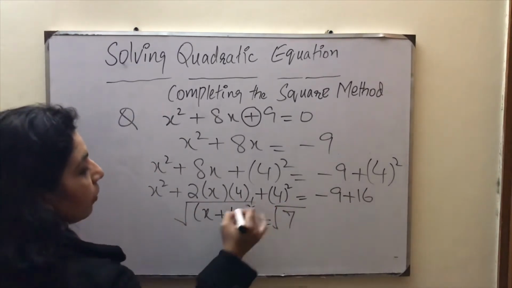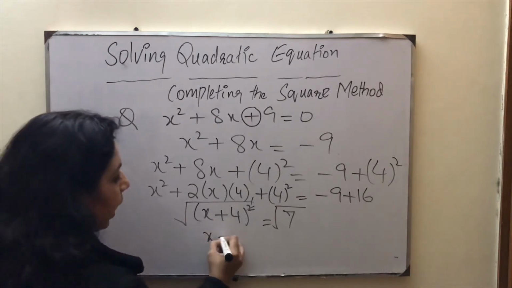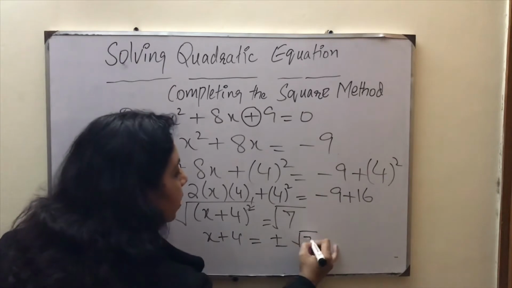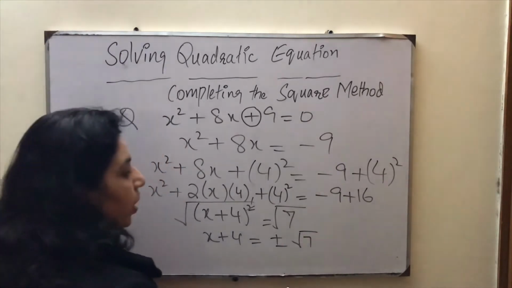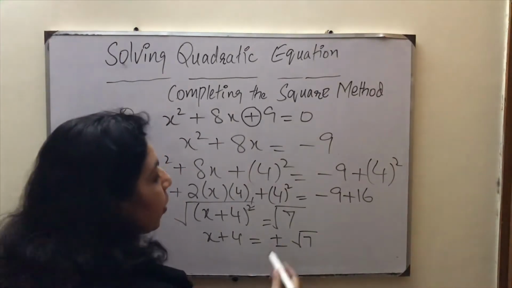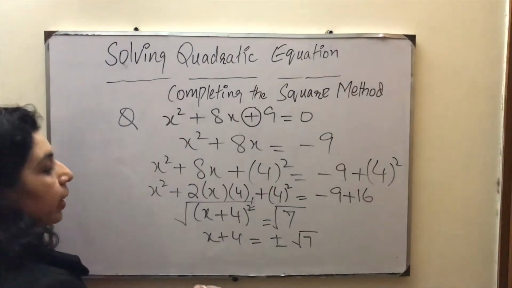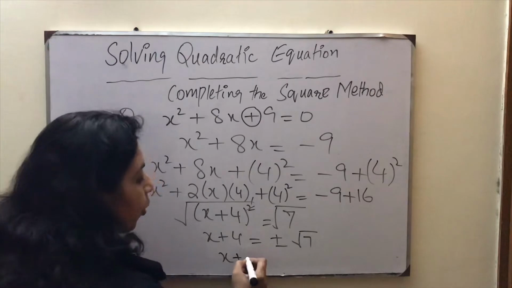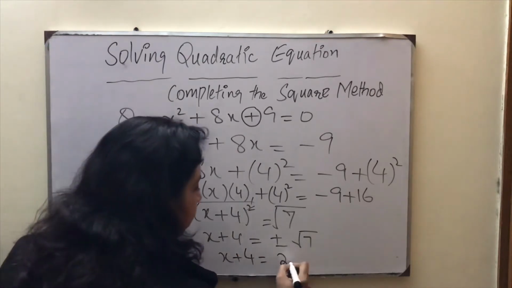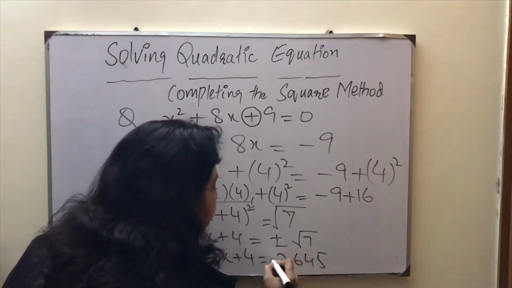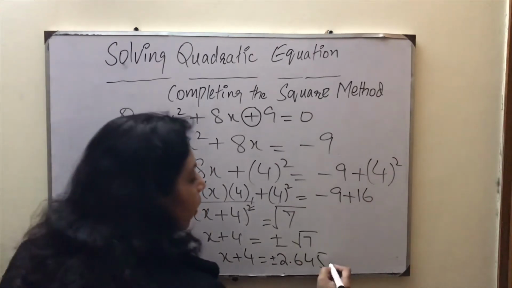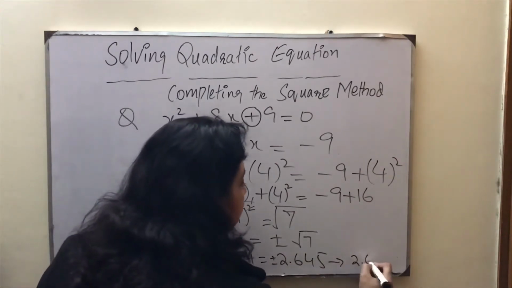This square will cancel this square root and I shall have x plus 4 equals plus minus square root 7. As 7 is not a perfect square, we have to take the value of square root 7 from the calculator, and the value from the calculator of square root of 7 is 2.645. As we have to give the answer correct to 3 significant figures, we can also take it as 2.65.